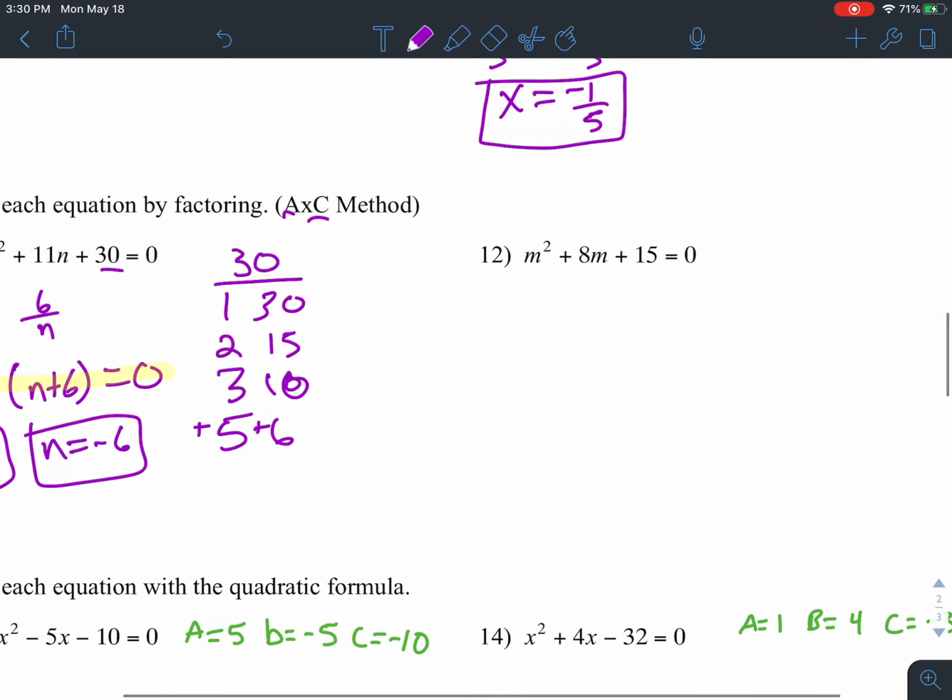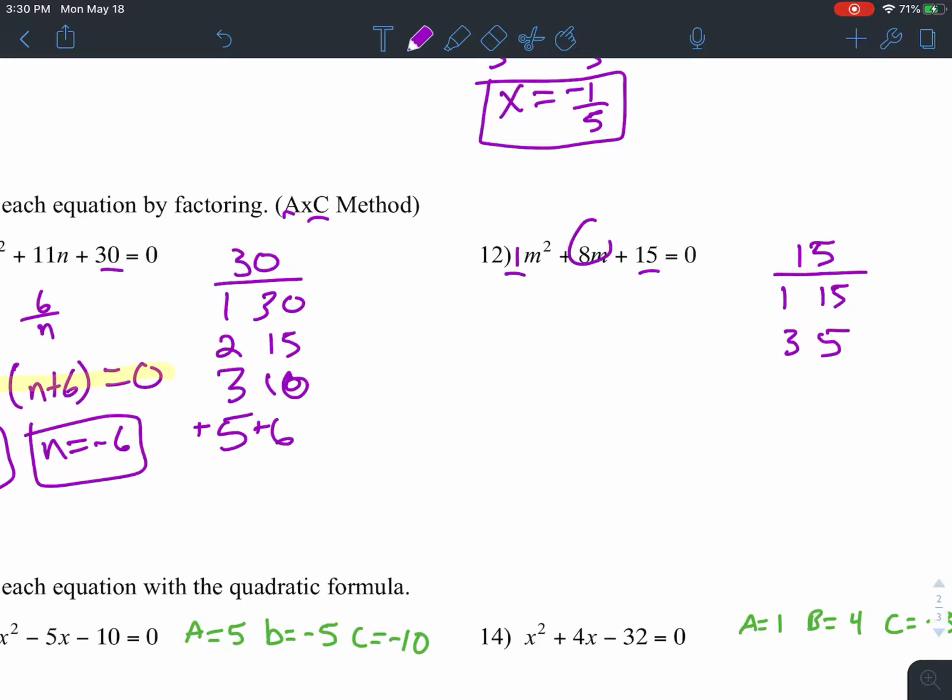Number 12, we need to factor. So we take our 1 times 15 first, which gives me 15. Find our factors of 15. There's only two of them, 1 and 15 and 3 and 5. Which of those, when we add them together, will give me 8? Right? Remember, we wanted to add to give us the middle term, so we're going to pick plus 3 and plus 5.